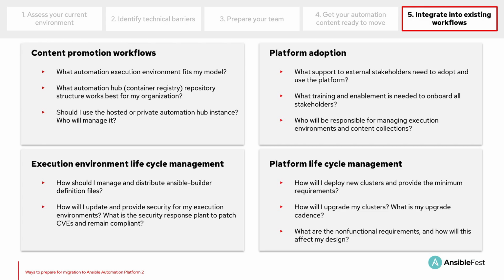It is time to look at other questions you need to consider for your organization. You need to look at content promotion workflows. Like, what automation execution environment fits my model? Will there be one execution environment or multiple that fit my model? You need to look at the platform adoption questions. You also need to look at execution environment lifecycle management. How should you manage the lifecycle of an execution environment? How will you distribute the execution environment definition files for your organization?